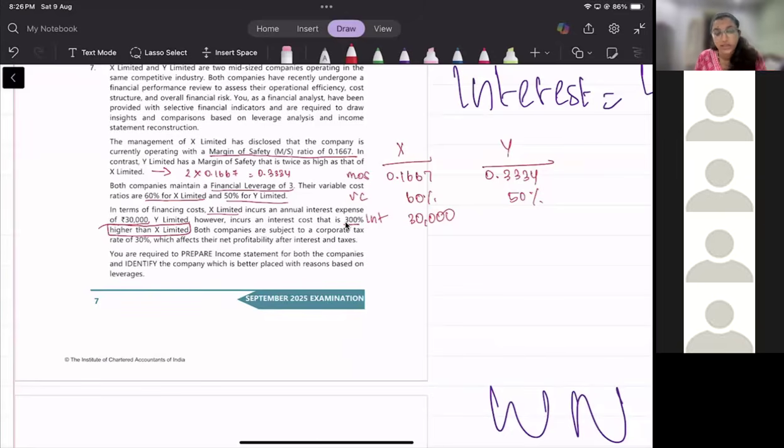Correct, 1,20,000. If you have got 1,20,000, well and good. But sometimes students take it as 90,000 because of 300 times. No, 300% higher than X Limited means X Limited already has an interest expense and the interest expense of Y Limited is 300% higher. So you have to take 30,000 plus 300 percent of the existing. Did everyone get this as 1,20,000? Any confusions?